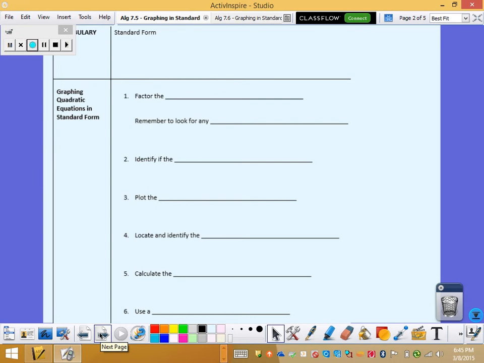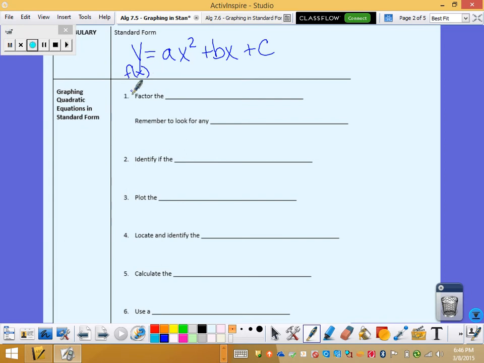Okay, so first we have a new vocabulary word. Actually, it's not new, it's just a reminder. It's standard form. Standard form is when you have a quadratic written in y equals ax squared plus bx plus c form. That's what we call standard form. We could also, instead of y, have f of x, and that would be the same as just writing y.